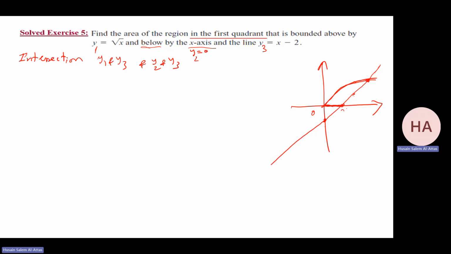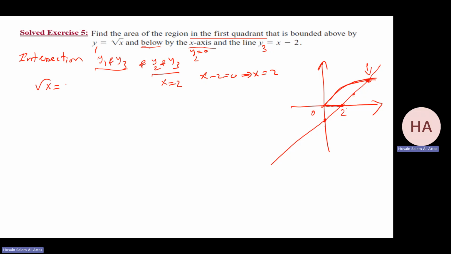No need to do anything. This is 2. This is very clear, it's 2. Now for this one, I need to do some calculation. So this is the intersection point, x equal to 2, because I will do x minus 2 equals 0. So I have x equal to 2. Nothing to worry about. For this one, I need to do some calculation.